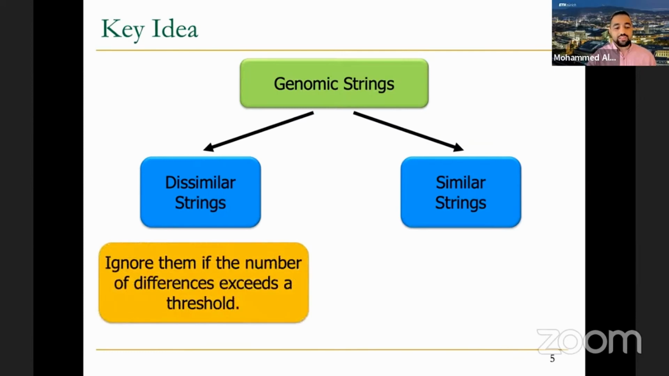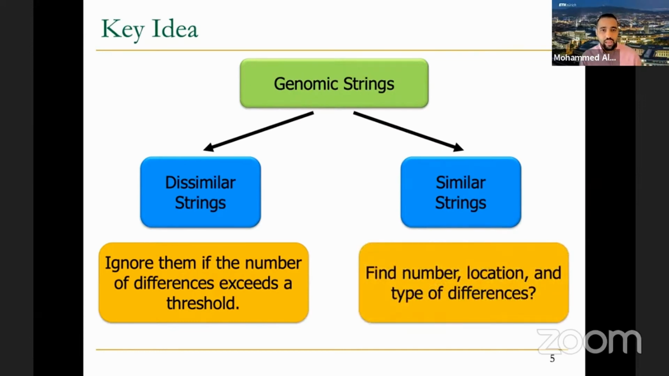And if they are dissimilar, normally we don't care about them. We don't need them. So we do some calculation until we figure out that they are dissimilar, and then we trash them. Why is that? Because simply the number of differences between these pairs exceed already the threshold, and probably they don't have any significant meaning for that disease that we are studying.